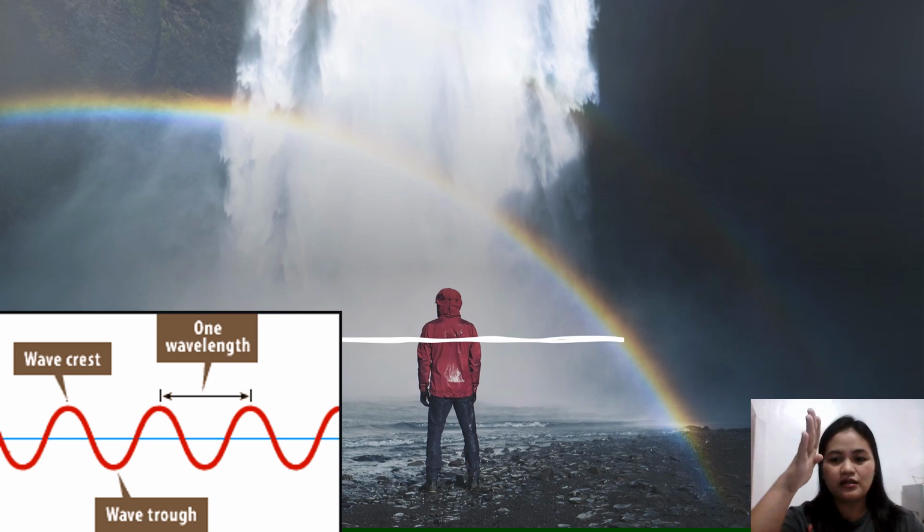Crest, trough. From crest to crest, that is one wavelength. Look at the picture. So the distance between the two upper parts, which are called crests, is the so-called wavelength. So in the picture, how many wavelengths do we have? 1, 2, 3. Kasi naputol na yung una, oh. Okay? So always remember that one wavelength is the distance between two crests.